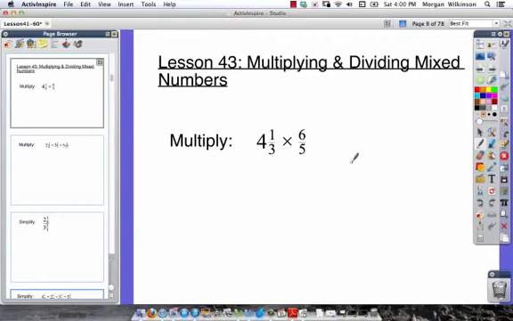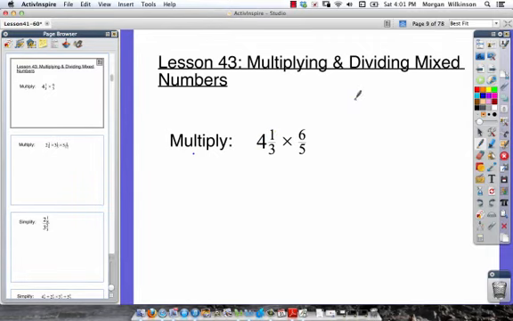Lesson 43 today is all about multiplying and dividing mixed numbers. Now, our first problem that we have here is to multiply, and we have 4 1/3 times 6/5. We can see that we have a mixed number being multiplied by an improper fraction. What we always have to do in these problems is to turn our mixed numbers into improper fractions.